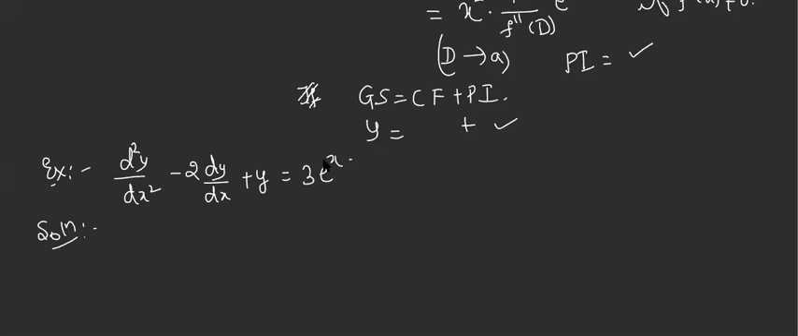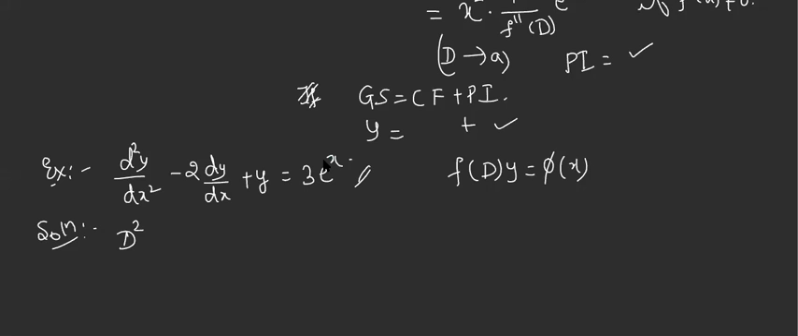Okay, first thing you should write in terms of capital D. Tell me the format: f(D) y equal to phi of x. This will give me which term? D square, no? Yes or no? Yes, ma'am. First thing, tell me, is it homogeneous or non-homogeneous? Non-homogeneous, because the RHS part is present here.